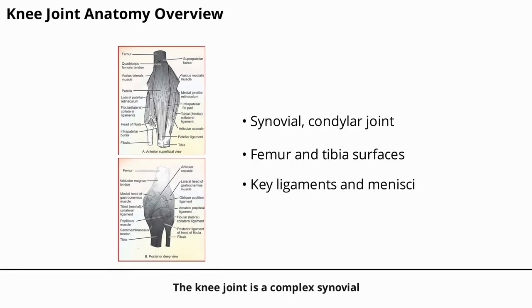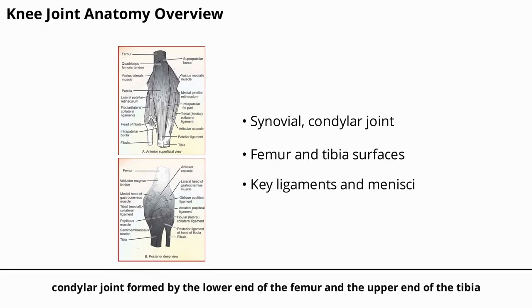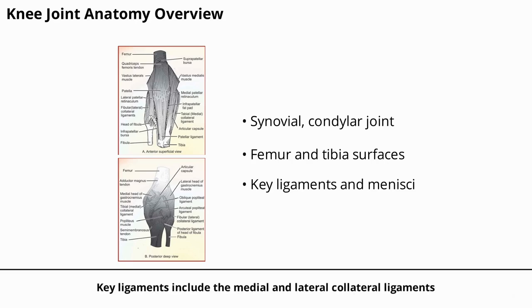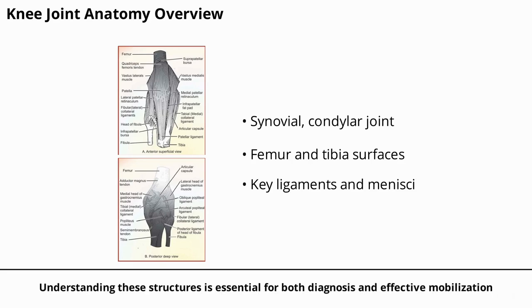The knee joint is a complex synovial, condylar joint formed by the lower end of the femur and the upper end of the tibia. The femur's convex surface articulates with the concave tibia, supported by various ligaments and menisci. Key ligaments include the medial and lateral collateral ligaments, arcuate ligament, ligamentum patellae, and the anterior and posterior cruciate ligaments. The menisci, medial and lateral, act as shock absorbers and stabilize the joint. Understanding these structures is essential for both diagnosis and effective mobilization.